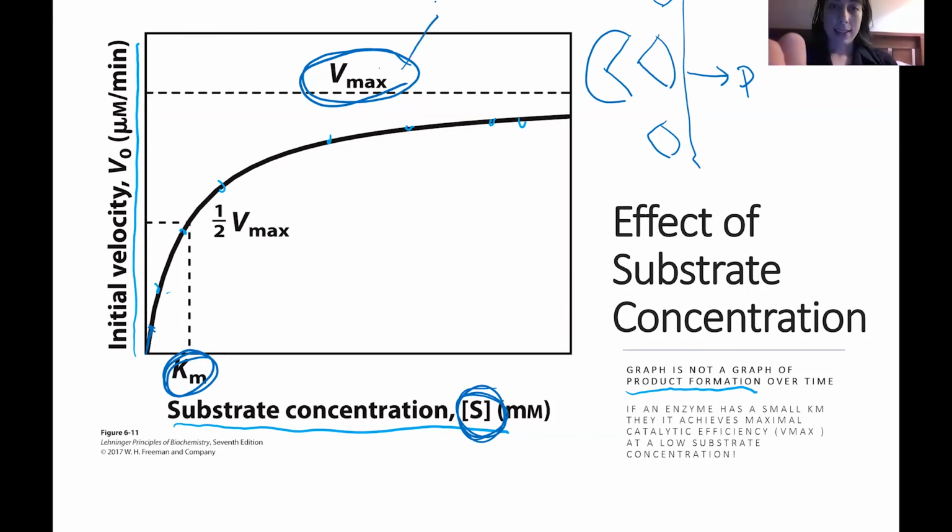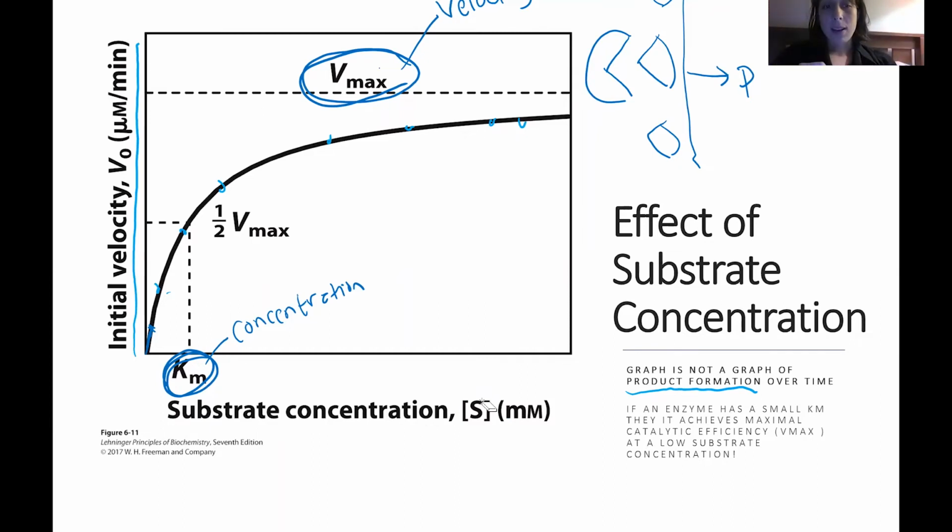So Vmax is a velocity. That means its units are some concentration over time. Again, it's the maximum rate that an enzyme can ever go at for that enzyme. The Michaelis-Menten constant is just a concentration. So I'm going to say this is a velocity, this is a concentration. The Michaelis-Menten constant is the concentration at which you have hit half of your velocity.